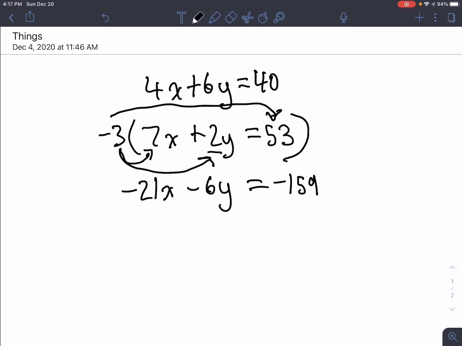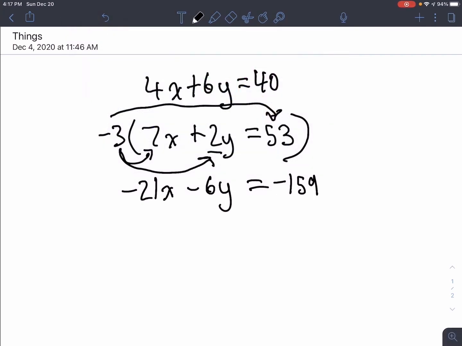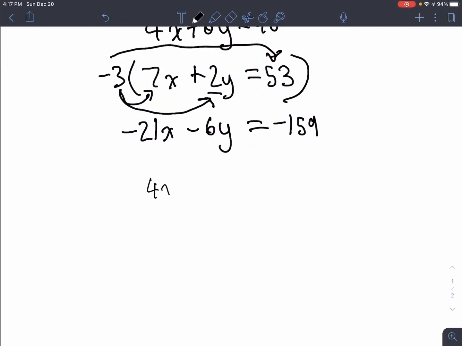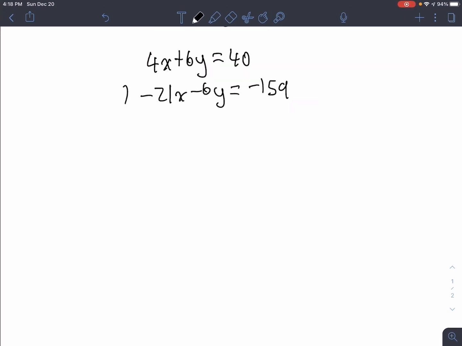Now we have two equations with inverses of each other. Let me write it down here so it's easier to read. So the first equation is 4x plus 6y equals 40. And the second equation is negative 21x minus 6y equals negative 159. Now we can add these two equations using the elimination method.